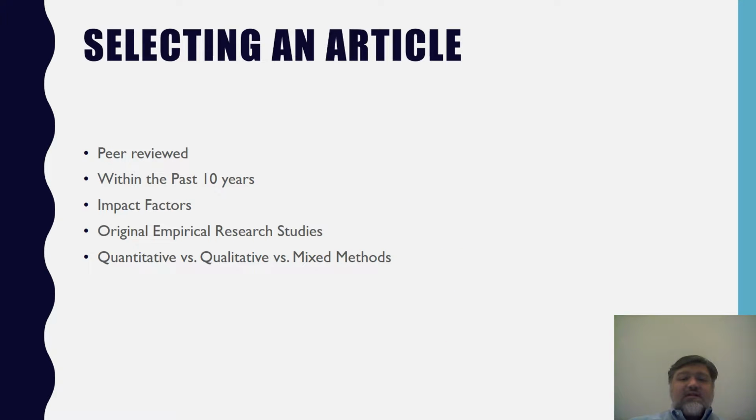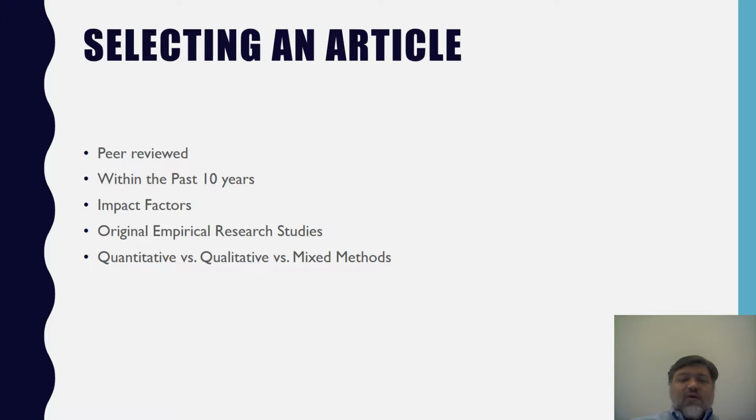The first thing is selecting an article. You should definitely use the HBU library resources and the HBU librarians as a good source for helping you select an article for this course. When selecting articles, this class specifically was designed so that all of the articles you selected should be articles that you will then be able to use in your Chapter 2 of your dissertation.